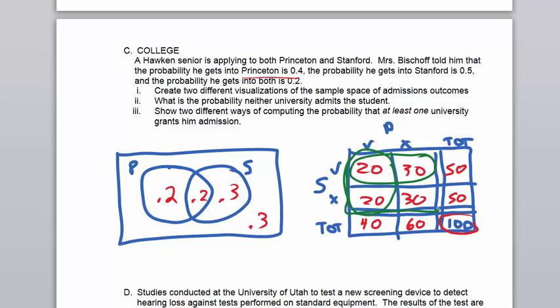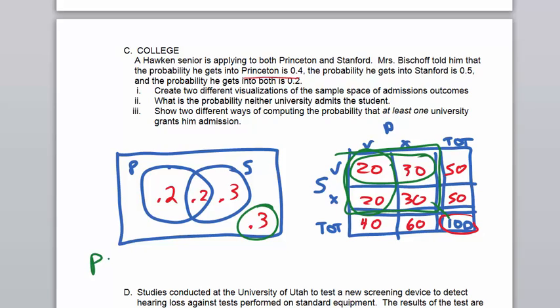So this piece right here really is just a tabular version of a Venn diagram. All right, what is the probability that neither university admits a student? Well, there's my 0.3 that was just hanging out on the outside, or 30 out of 100 if I do it this way. And show 2 different ways of getting the probability that at least one grants admission.